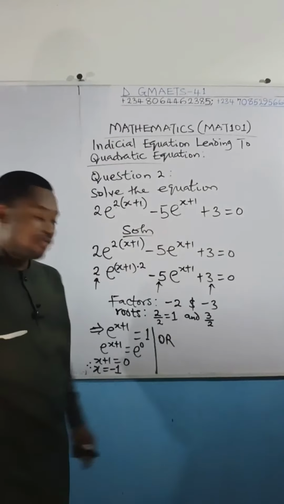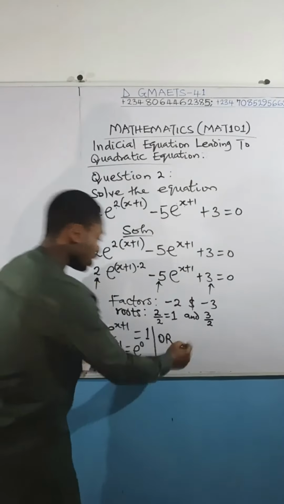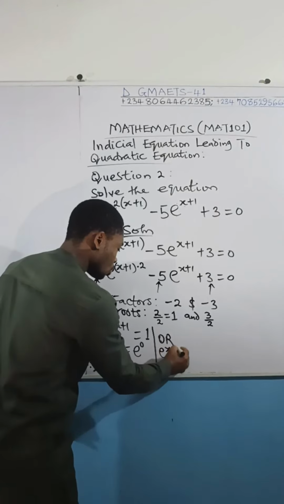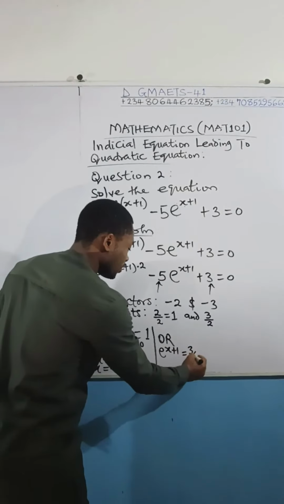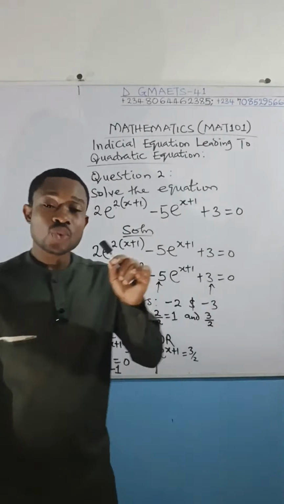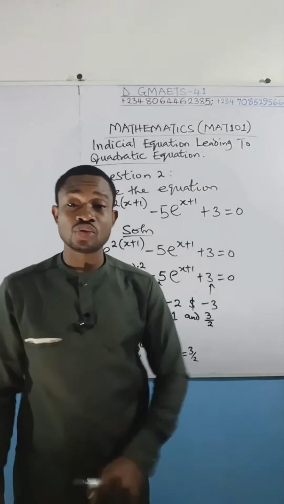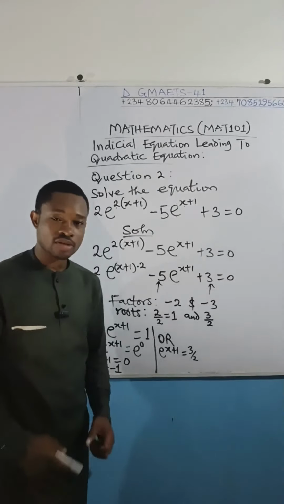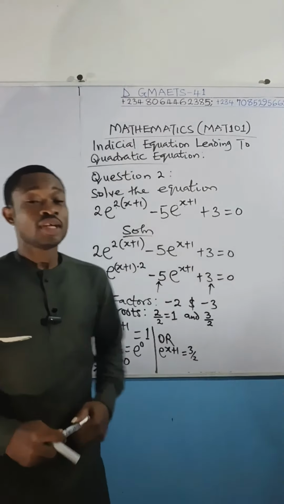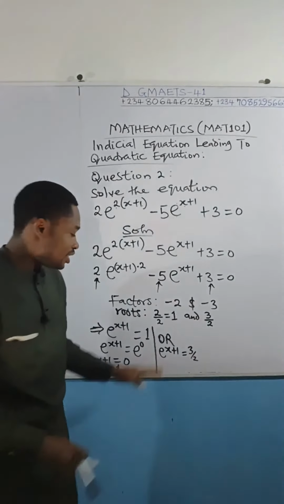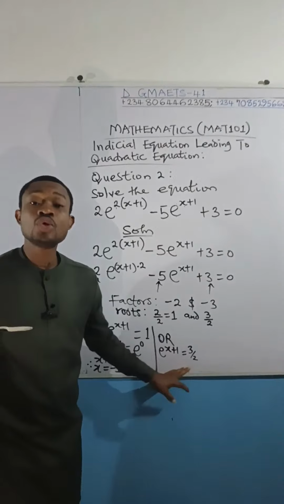Or we go for the second value. The unknown term e^(x+1) equal to 3 over 2. 3 over 2 is 1.5, or 1 whole number 1 over 2. There is no way you can convert 3 over 2 to the exponential base. It's not done. Most generally, in cases like this, we conclude no solution.